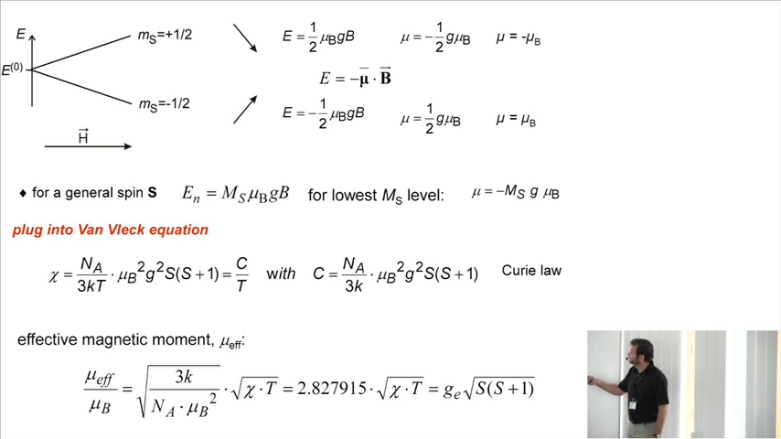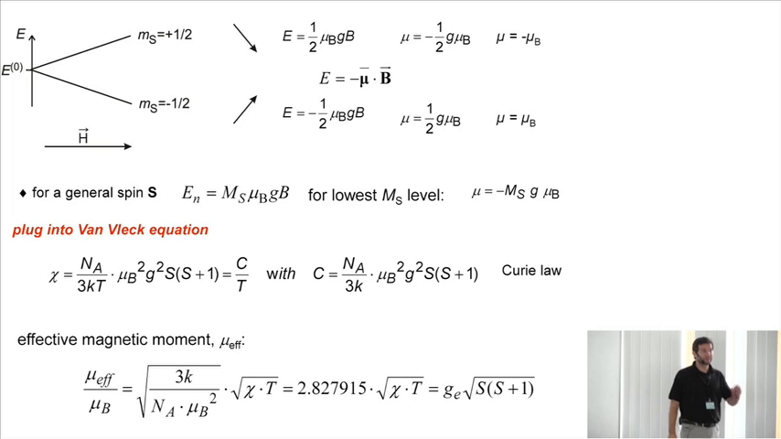This was spin 1/2. If we have it now for a general spin, S equals 1, 3/2, 2, 5/2, the equation from the Zeeman effect is like this: ms times mu B times G times the magnetic field. And the lowest level has a magnetic moment of minus ms G times mu B. So if we have a 5/2 spin, the lowest level will be ms minus 5/2. Minus times minus 5/2 is 5/2, and then times 2 is 5. So the lowest energy level has a magnetic moment of 5 Bohr magnetons.